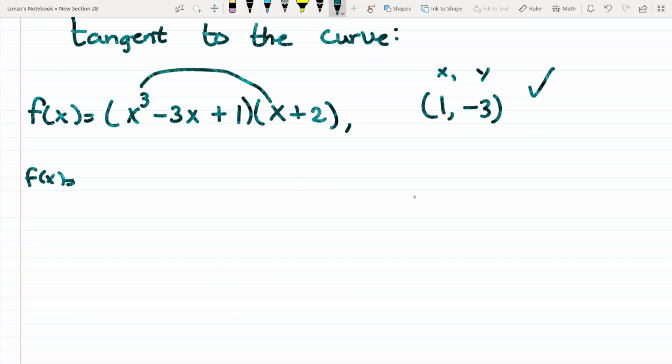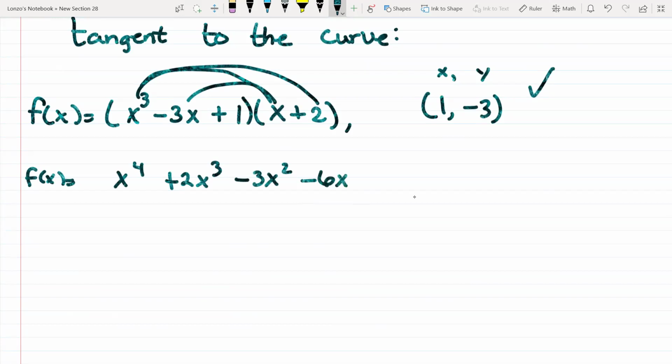So x cubed times x is x to the 4th. x cubed times 2 is 2x cubed. And then negative 3x times x is negative 3x squared. Negative 3x times 2 is negative 6x. 1 times x is positive x. 1 times 2 is 2. So let's kind of clean this up. Is there anything I can collect?